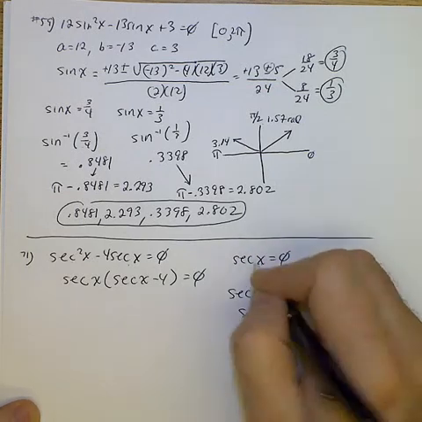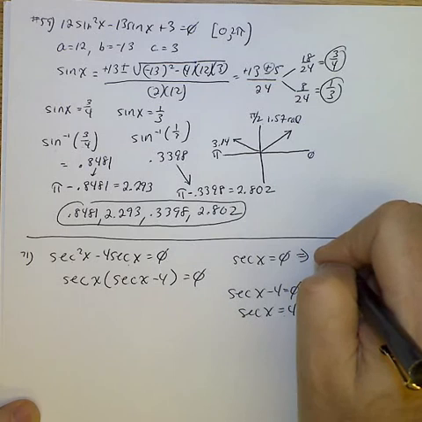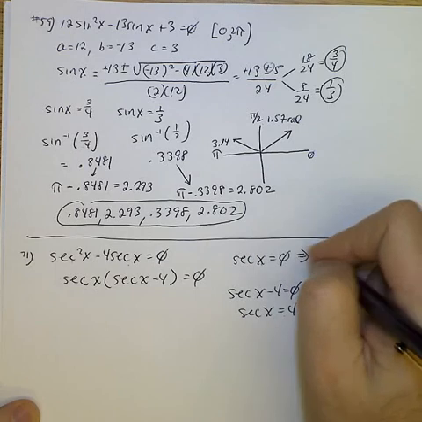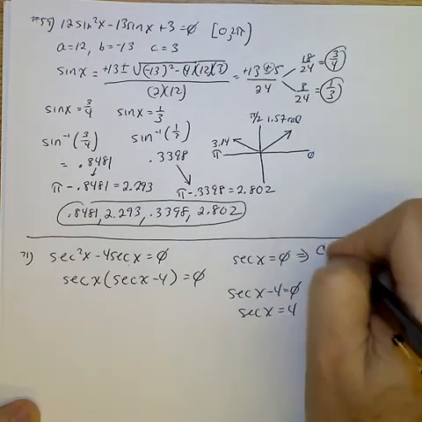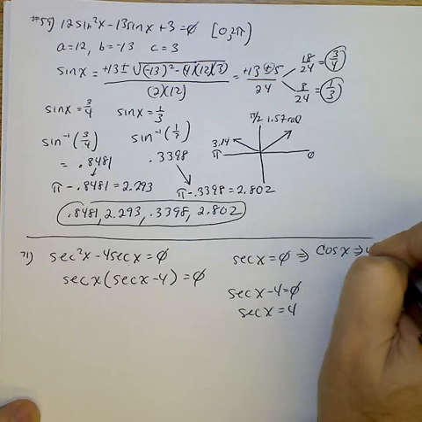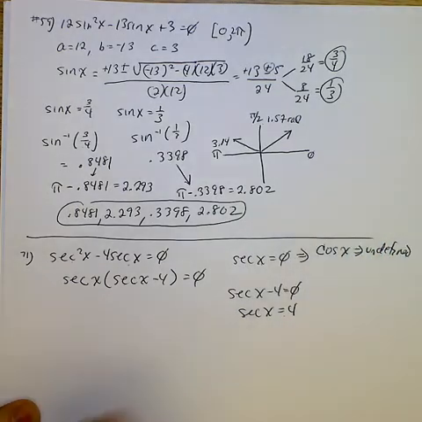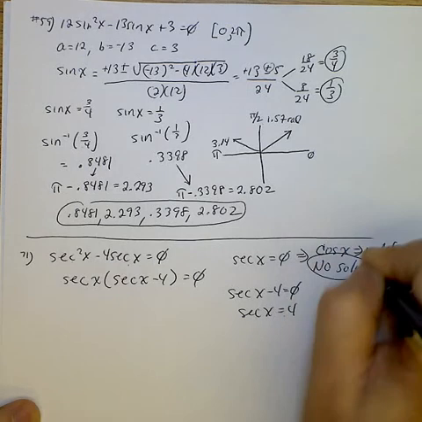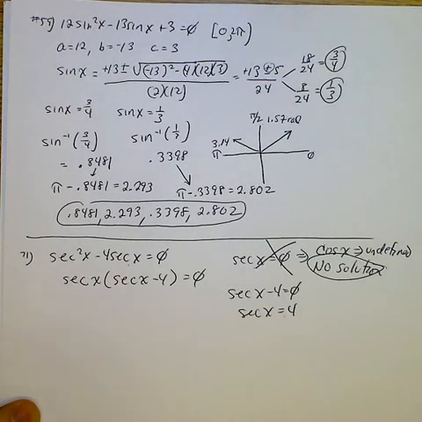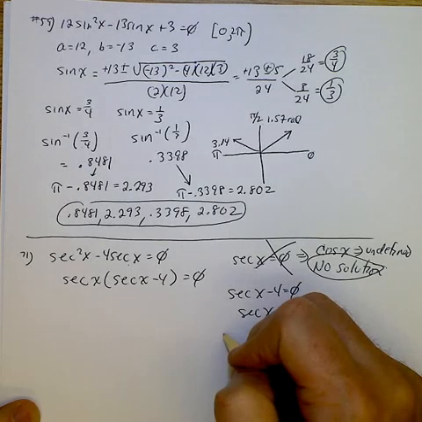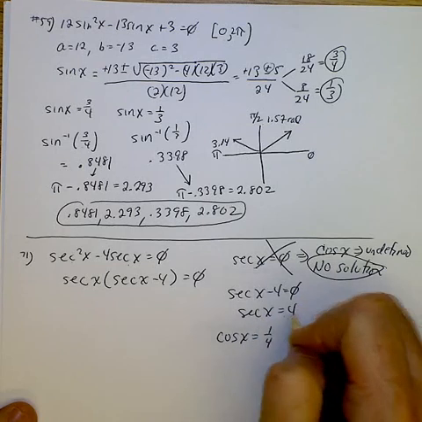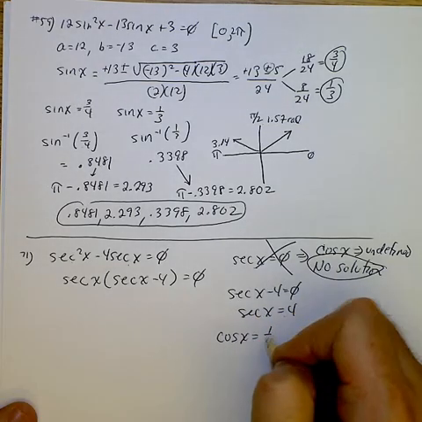Well, secant x equals 0: secant is 1 over the cosine. And when we flip it, secant being 0 means the cosine is undefined. The cosine is undefined when the secant is 0. So this yields no solution because it's undefined. This does nothing for us in terms of solving. Secant x equals 4 is the same as the cosine of x equals 1/4. We basically flip secant into cosine and we flip the 4 into 1/4.